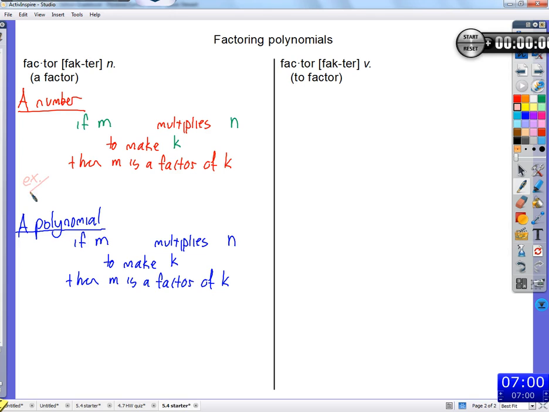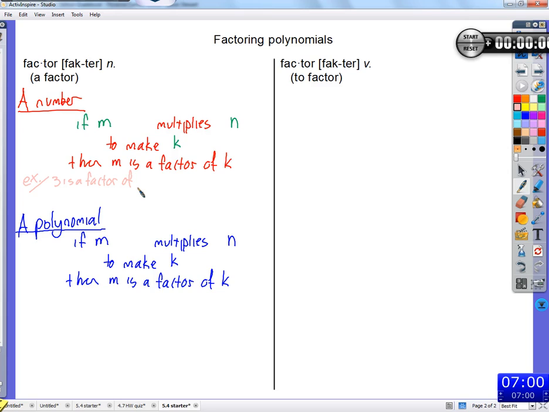Example. 3 is a factor of what? Nine. Is it 9? No, it's not. 15? Is 3 a factor of 9? Yeah. Does it have to be multiplied by a different number?